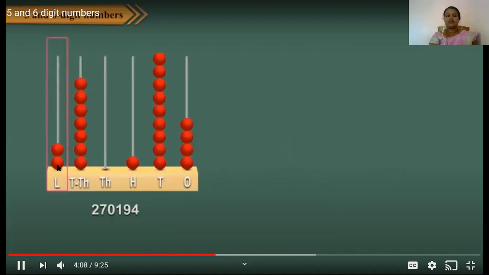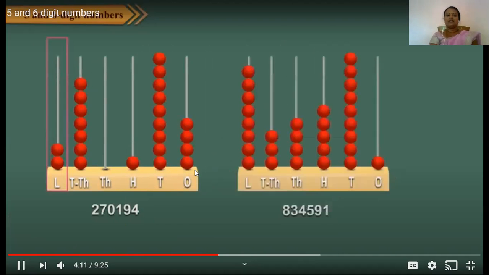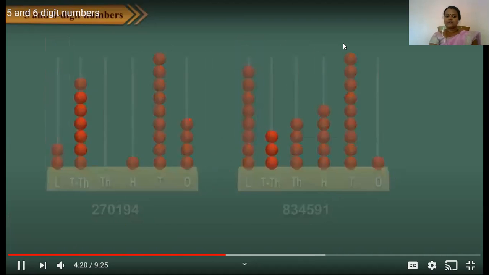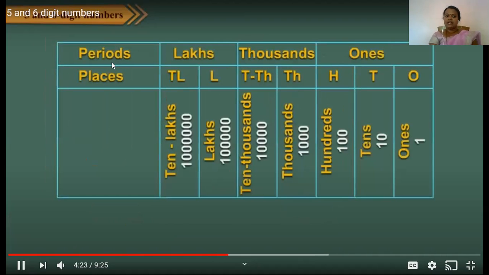Similarly, the other numbers like 2,70,194 and 8,34,591. So this slide helps us understand in a better way. Let us see how we represent this in the place value chart. You can see the places as ones, tens, hundreds, thousands, 10,000s, lakhs and 10 lakhs, grouped in such a way: hundreds, tens, ones as the ones period, thousands and 10,000s as the thousands period, and lakhs and 10 lakhs in the lakhs period.